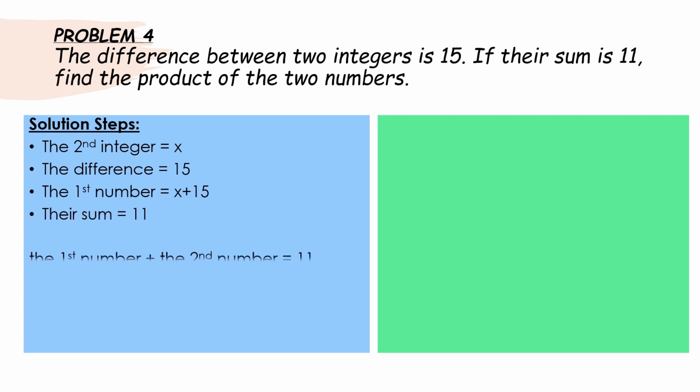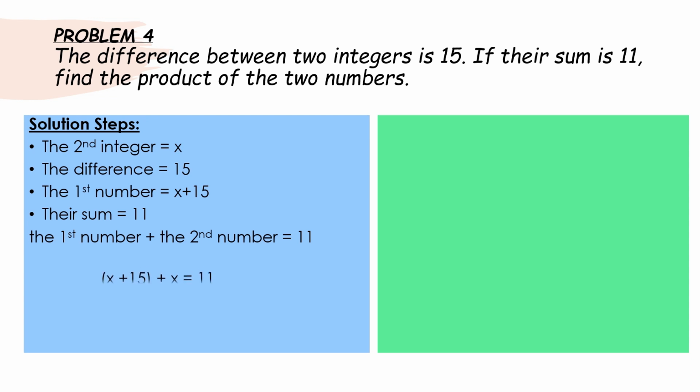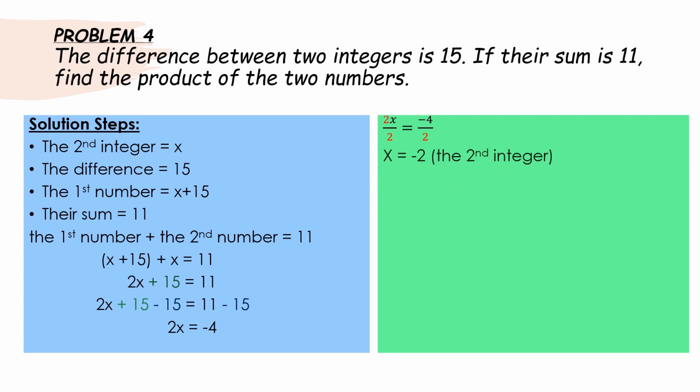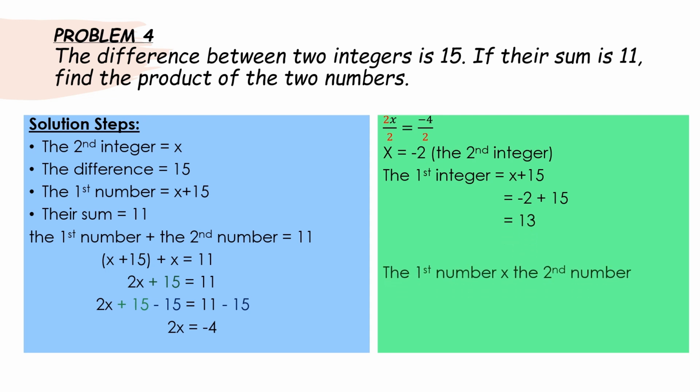Their sum is 11. It means the first number plus the second number is 11. Then here we have x plus 15 plus x equals 11. Make it simpler, it becomes 2x plus 15 equals 11. Then we can add negative 15 on both sides to cancel positive 15. So the remaining is 2x equals negative 4. Then x equals negative 2 as the second integer. So the first integer is negative 2 plus 15 equals 13.